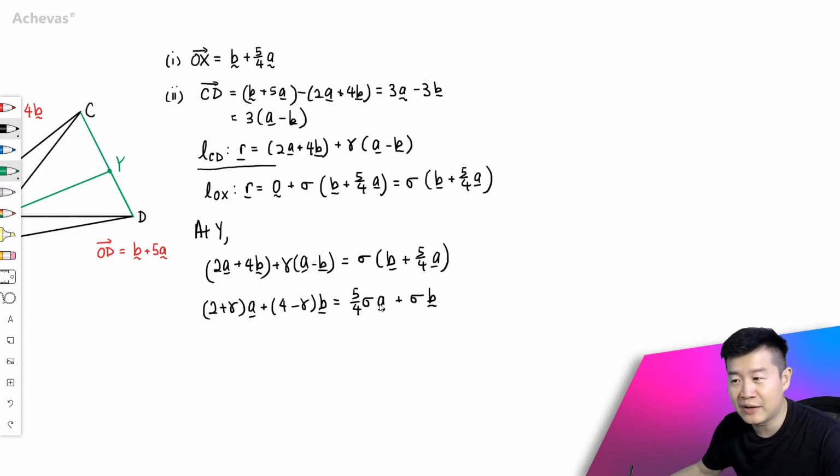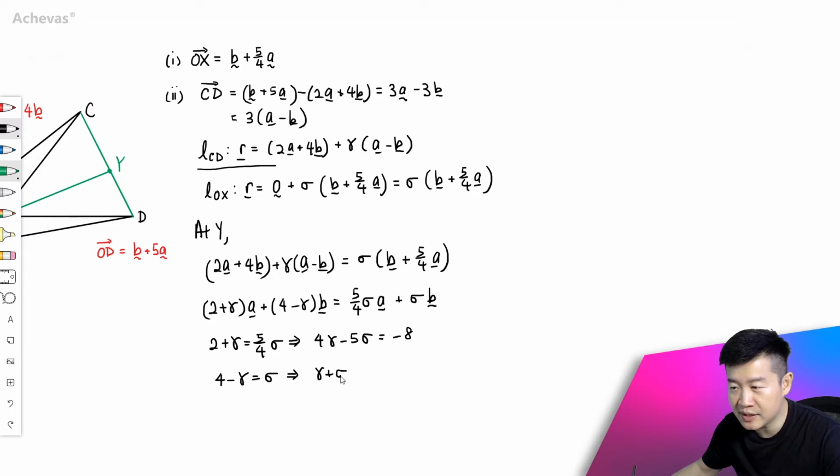So if I were to match the left and right hand side, A to A, B to B, we will have 2 plus gamma equal to 5 over 4 of sigma. So my first equation in terms of gamma and sigma will be 4 gamma minus 5 sigma is equal to minus 8. Then matching B to B, it is 4 minus gamma is equal to sigma. This gives me my second equation, gamma plus sigma is equal to 4.